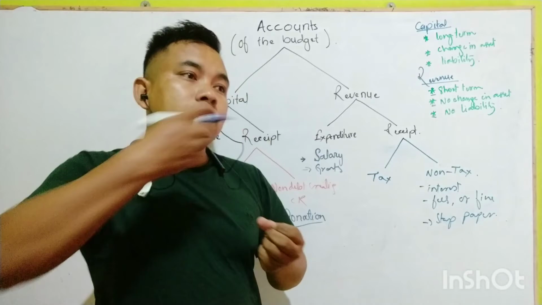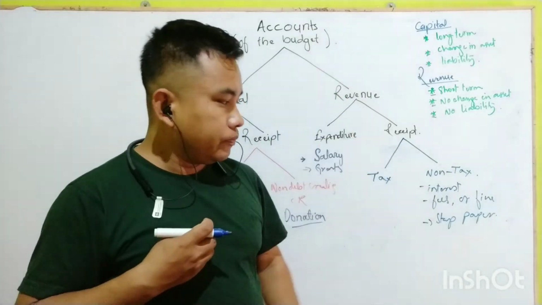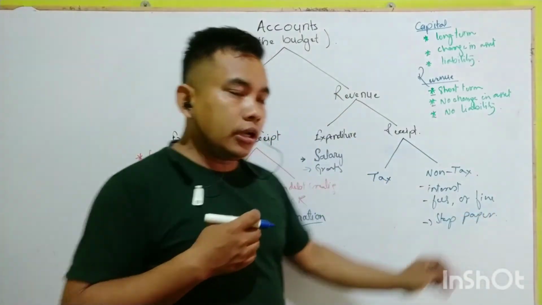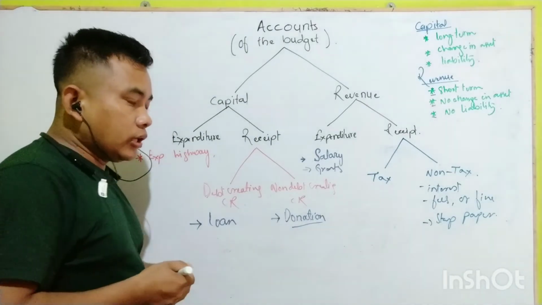The money that the government collects from stamps is a revenue receipt. So it may be stamp paper, legal paper, etc.